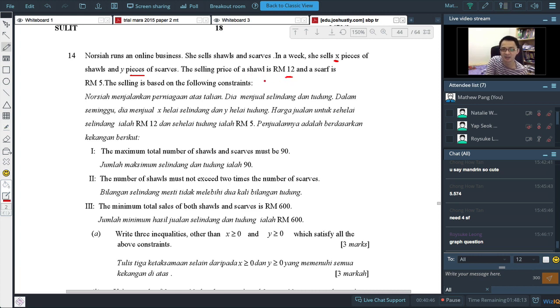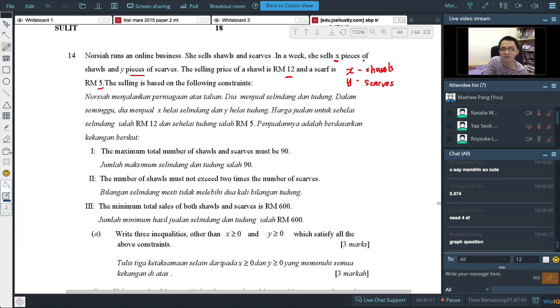Okay, so the selling is based on the following constraints. So yeah, let me just say, X basically represents the number of shawl. And Y basically represents the number of scarf. Alright, and then you have their price here. X, the price is selling 12. Y, the price is selling 5.